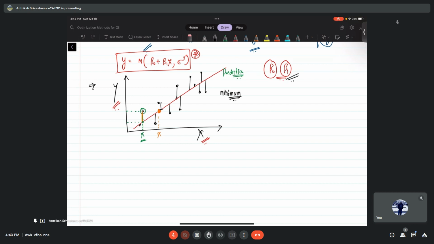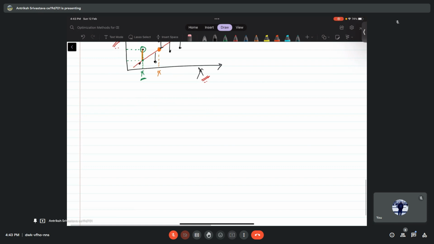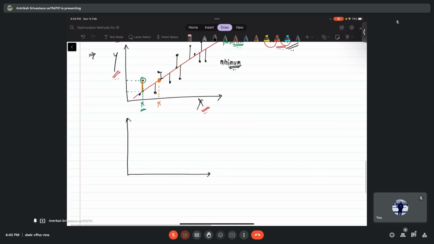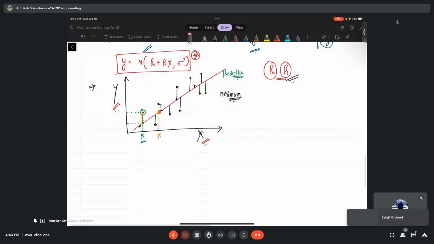Now there is a huge controversy, let's say debate. Yeah, a better word would be debate. Within the people in the community, some people like to say that we are not actually minimizing this vertical distance, rather we are minimizing the perpendicular distance.